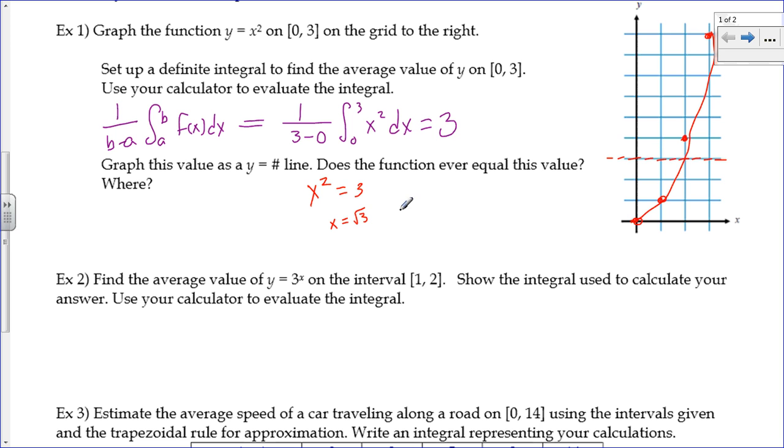Now, this part's really not necessary. We're just doing it because it told you to. But really what's happening here is I just want you to see that when I have a function, that the function itself should equal its average value at some point.